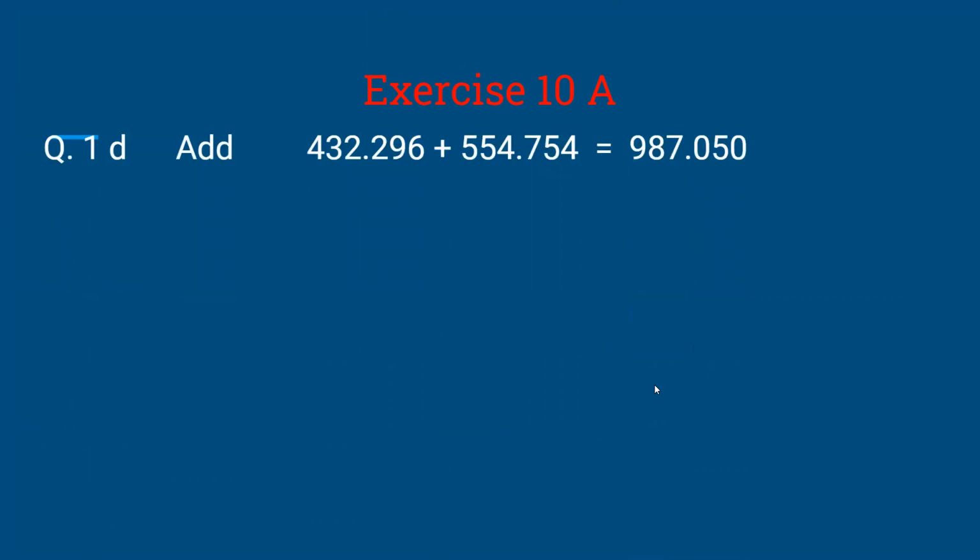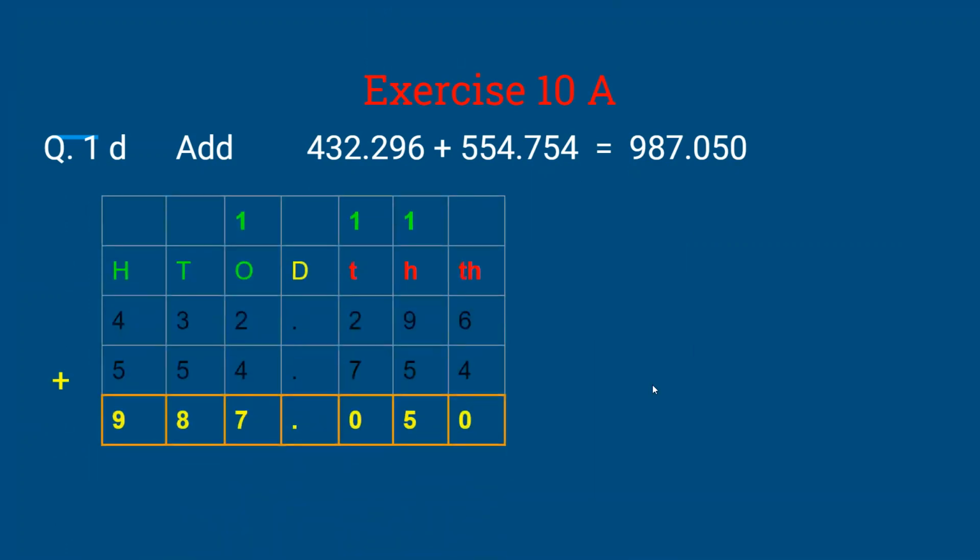Our exercise 10A, we are going to start now. The question number 1D, we will do first of all. Add 432.296 plus 554.754. We have to add these numbers. Let us see how we will write them.